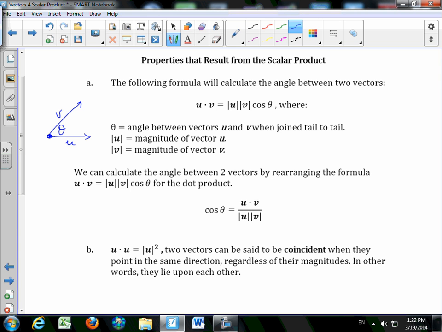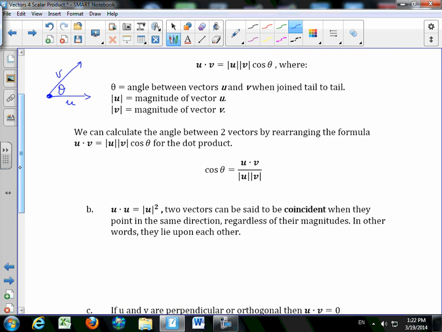We can calculate the angle between two vectors by rearranging the formula. So this formula right here can be rearranged so that you isolate cos theta. So cos theta is going to be the scalar dot product divided by the length of u times the length of v.